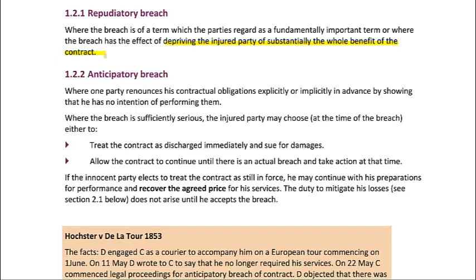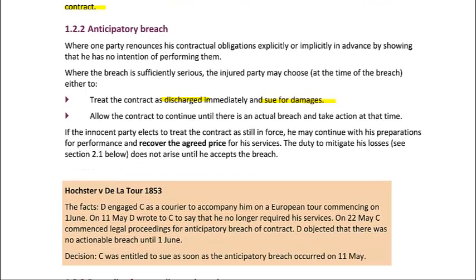Now, where you have an anticipatory breach, the injured party has a choice. As soon as you know I'm not going to turn up on that course, you can treat the contract as discharged and you can sue me for damages. So basically, it'll be your money back for the course. Or you could wait. You could wait until the day of the course and see if I do actually turn up, see if I actually do breach the contract, and if I do, you can take action at that time.